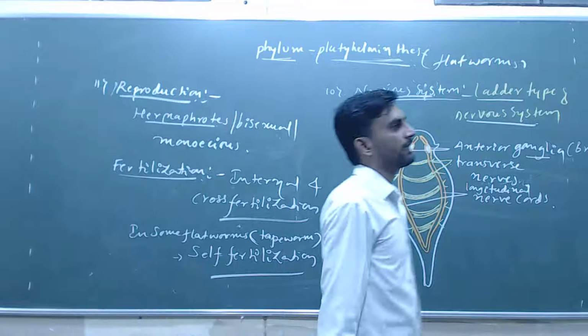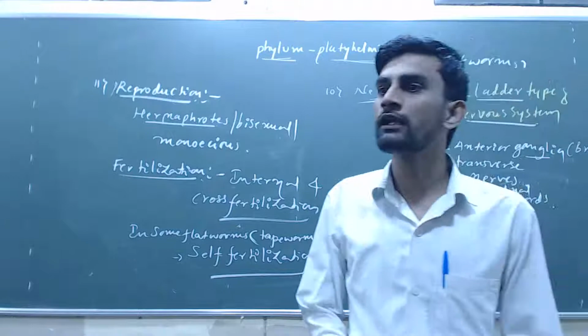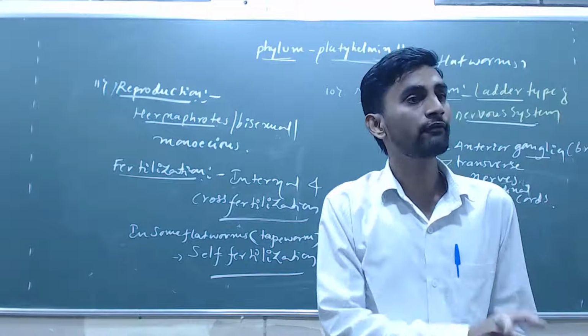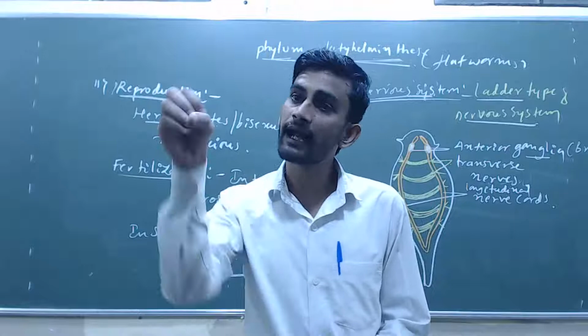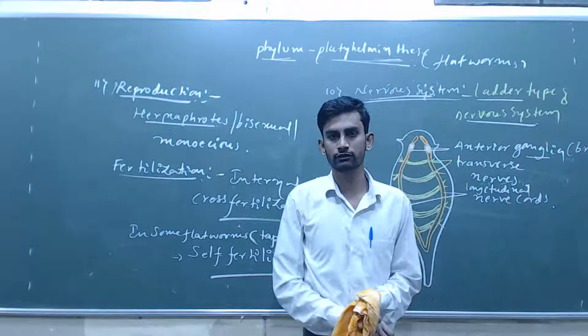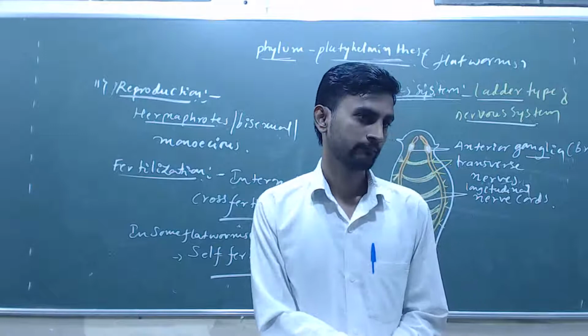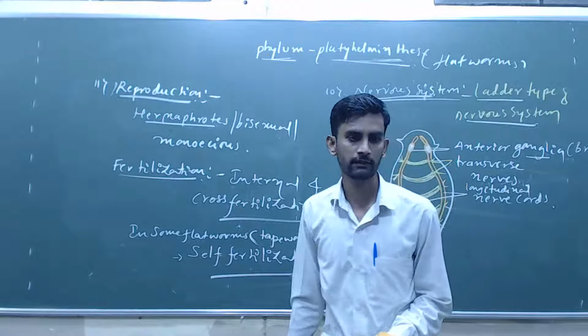Self means fusion of male and female gametes of the same individual. In one individual only, gamete formation is taking place. Male gamete is also producing, female gamete is also producing, and a fusion is occurring in that same individual only. Such type of fertilization we call self-fertilization. Fusion of male and female gametes within the same individual. That type of fertilization method is called self-fertilization. Just remember, self-fertilization.